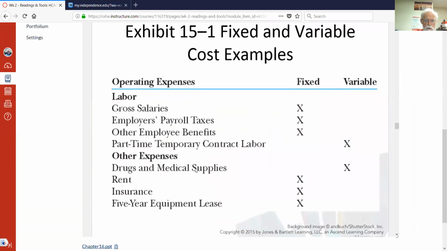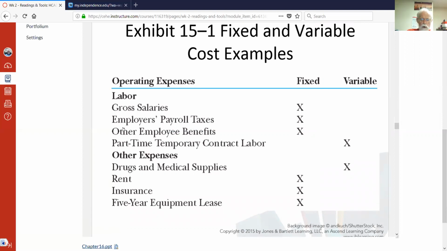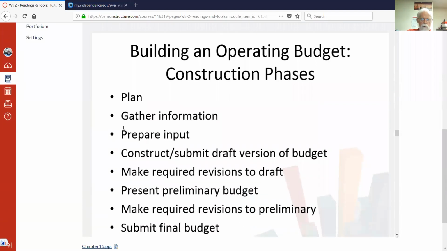So we've got some things here. Gross salaries, payroll, taxes, and benefits, these are fixed. We know what they're going to be on a year-to-year basis. Part-time, temporary, contract, whatever, brought in, that's variable. We can control that. Expenses like drugs and medical, variable. It depends on the patients. But rent, insurance, leases, and so forth, those are our examples of fixed costs.